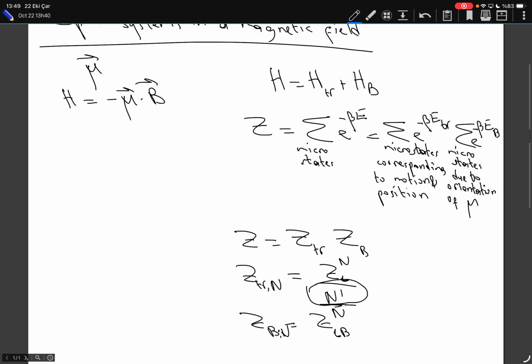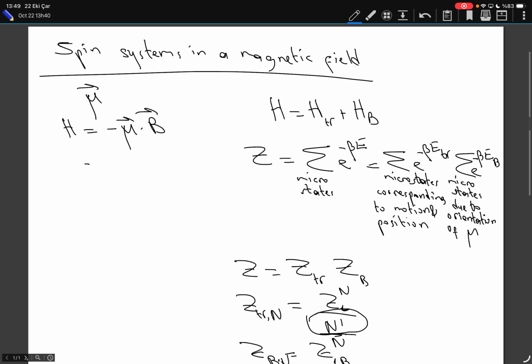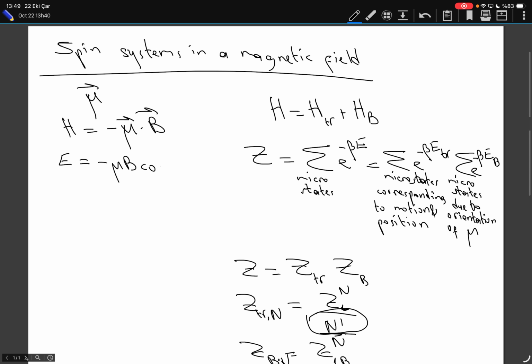Now, what will be the Hamiltonian? The energy of the system of a single particle will be minus mu times B times cosine theta. Depending on the orientation, the energy will change. And the partition function, well, I will drop the B.